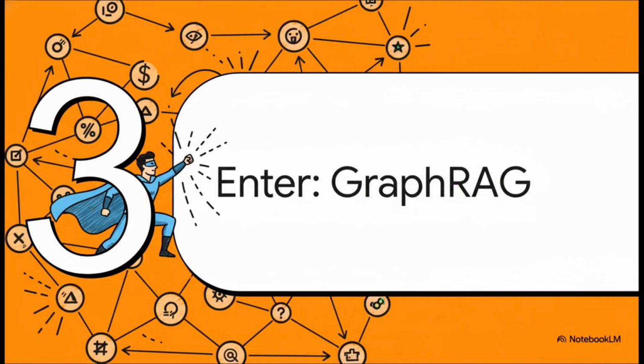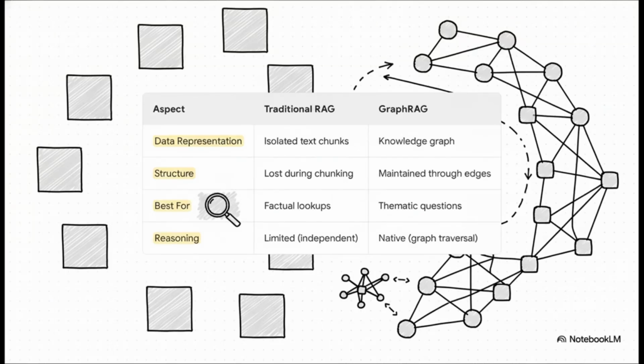And this is where our hero finally comes on stage, GraphRAG. It's a technique that uses this powerful, structured knowledge graph as the foundation for AI retrieval, and believe me, it completely changes the game. Okay, let's put these two head-to-head. You can really see the difference here. Traditional RAG sees the world as a pile of isolated text chunks. GraphRAG sees it as an interconnected network.